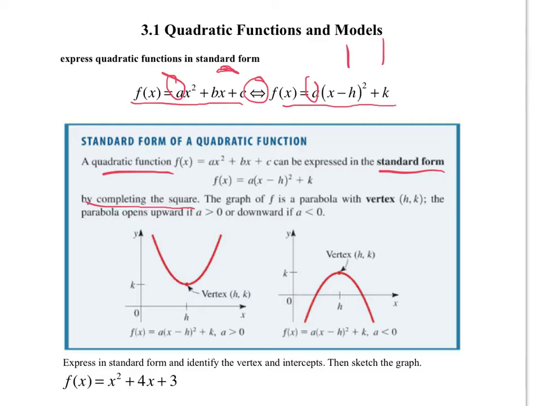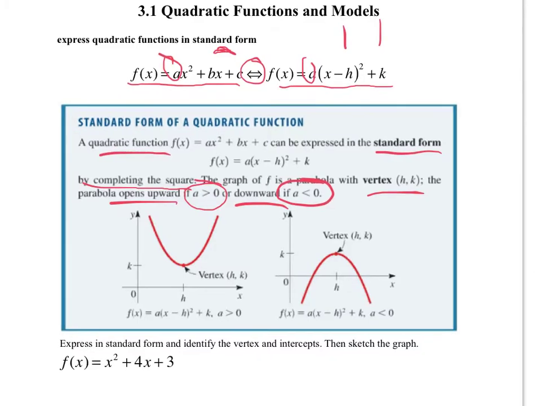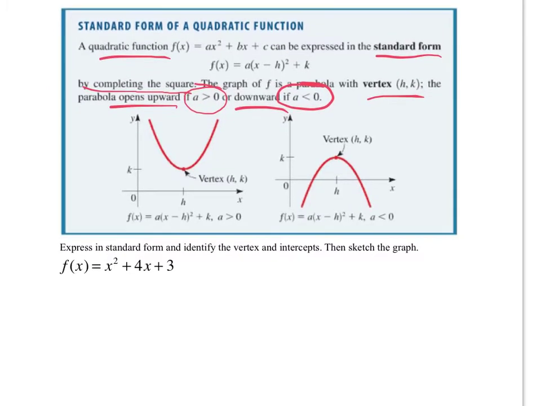The reason that this form is attractive is because that h and that k are the coordinates of the vertex of the parabola, and the value of a tells us whether the parabola is an opening upward or downward parabola. So if a is greater than 0, we have a parabola that opens upward, and if a is less than 0, we have a parabola that opens downward. So this is a handy form, and to practice expressing quadratics in that form, we practice doing this problem.